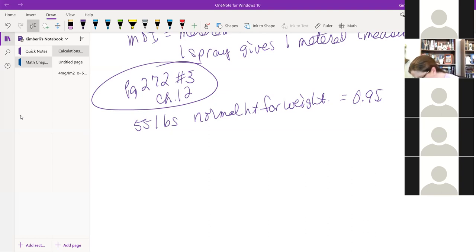Let's see. On page 264, they've got that normal height for weight highlighted in red, but it's really hard to read, but it looks like it's also 0.95. Okay, so we're going with 0.95 for the BSA. So what is his BSA? That's the first question: 0.95 meters squared.